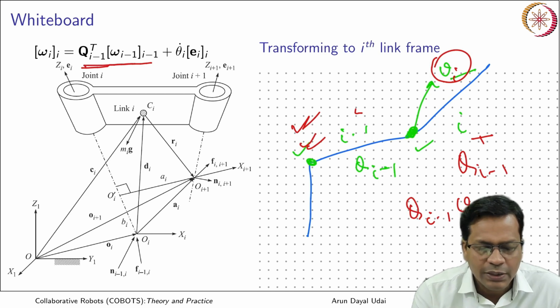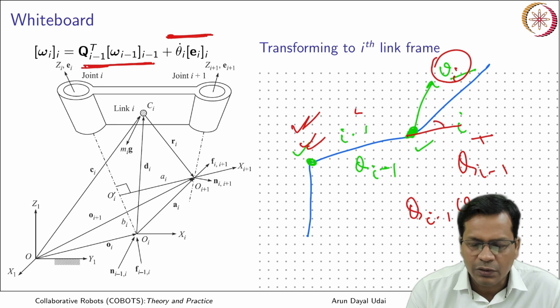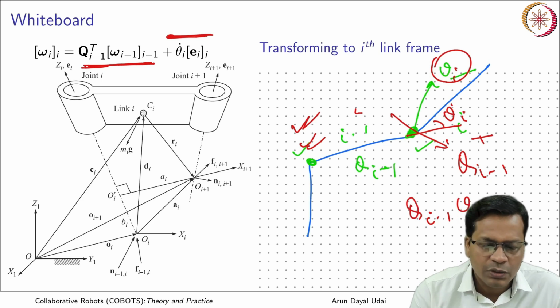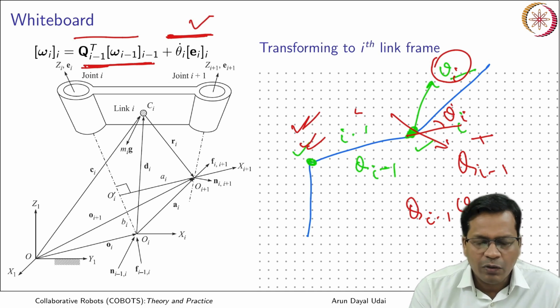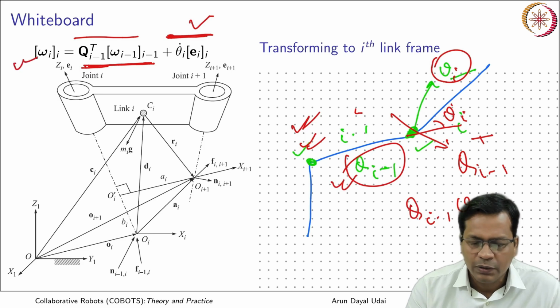So that actually creates this term, okay. And this is the angular velocity due to the rotation of the joints, so that is here. So theta i dot is involved here, and Ei is the axis vector Ei, okay. So this part is due to the joint motion, this part is due to the omega, that is the angular velocity of the link which was there, in this frame. So this multiplied by transpose of Qi gives you this. So this is how it is working, okay.